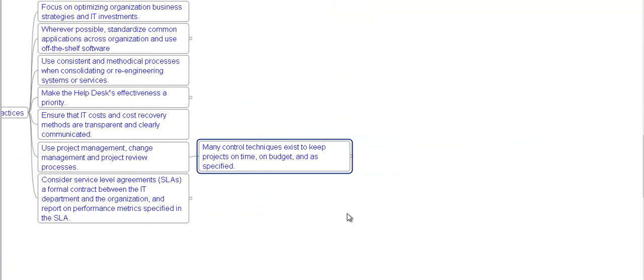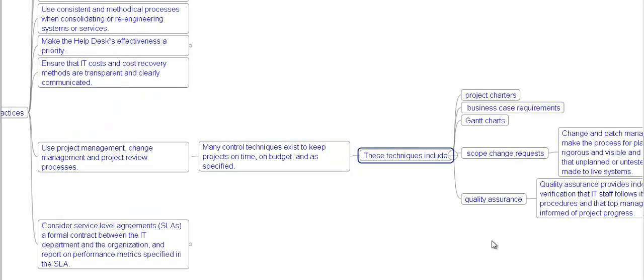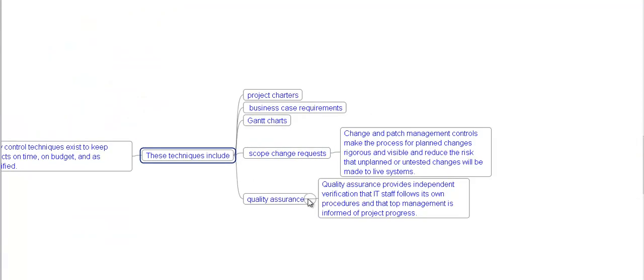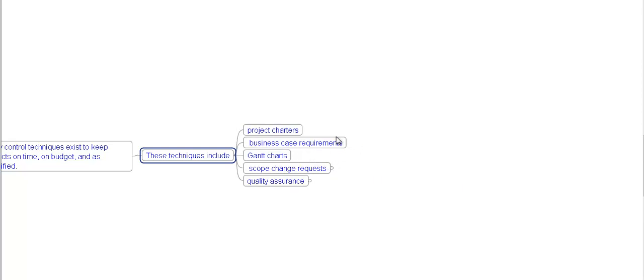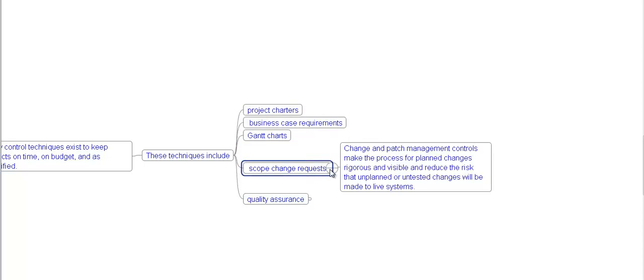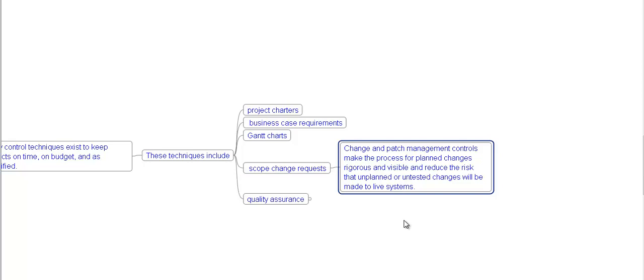Many control techniques exist to keep project on time, on budget, and as is specified. This technique includes project charters, business case requirement, Gantt chart, scope change request. Change and patch management control make the process for planned changes rigorous and visible and reduce the risk that unplanned or untested change will be made to live system.